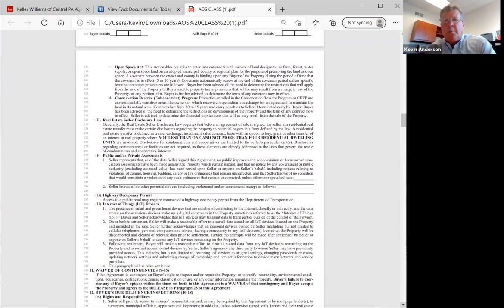And then it talks about the Open Space Act and the Conservation Reserve program. Again, a lot of these programs go from anywhere from 5 to 15 years and carry penalties if they pull them out of those programs prior to. So that's why it's important. The seller discloses it and the buyer knows about it so they can find out what those taxes are.